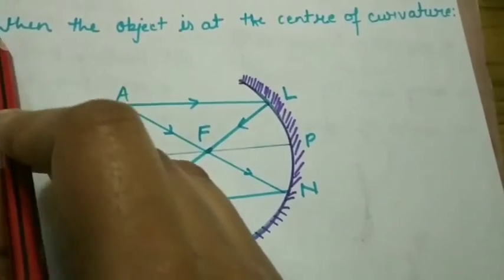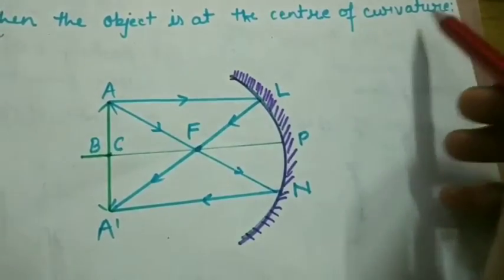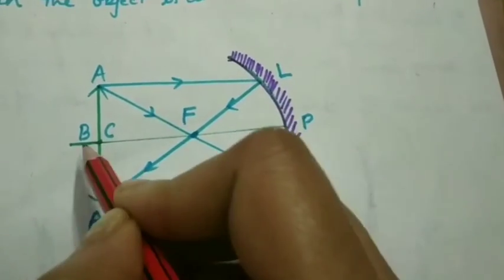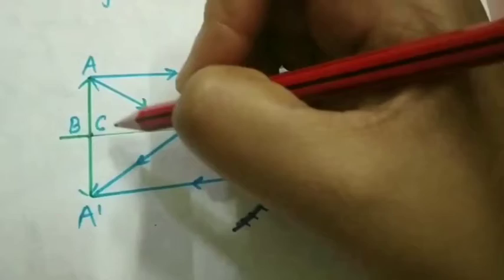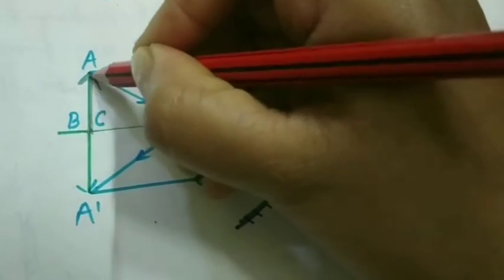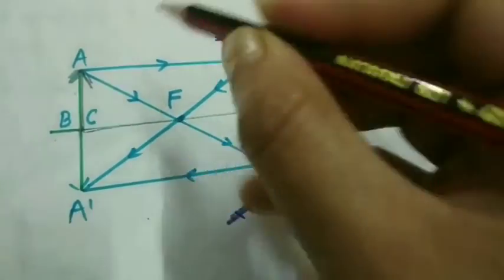The second type of position, in the second case, is when the object is at the center of curvature. The object is at our center of curvature. You can see here, your object AB is placed here. This is the center of curvature. Right here our object AB is placed.